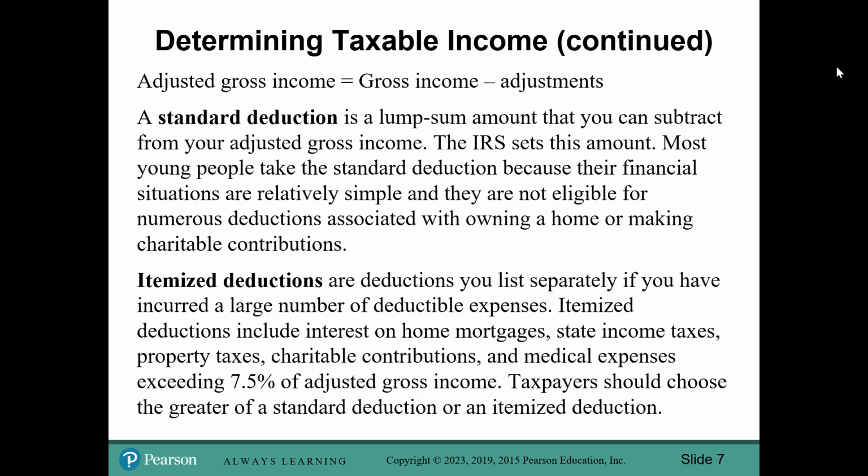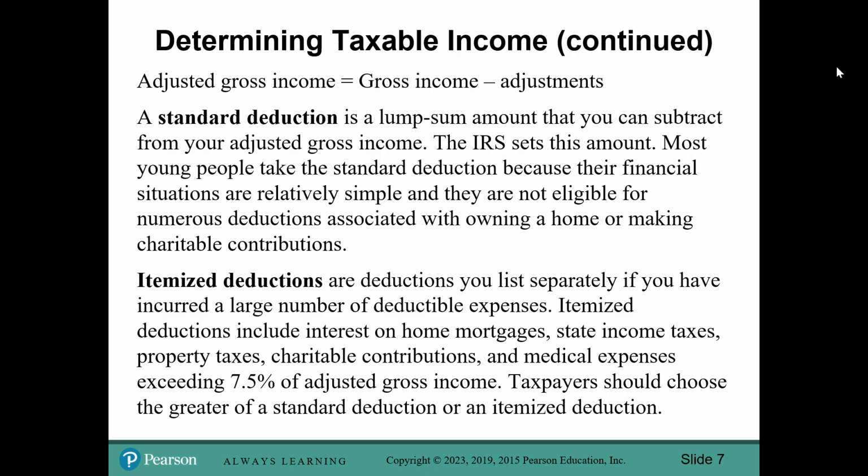Now, let's look at adjusted income. Adjusted gross income equals your gross income minus your adjustments. A standard deduction is a lump sum amount that you can subtract from your adjusted gross income. The IRS sets this amount. Most young people take the standard deduction because their financial situations are relatively simple and they are not eligible for numerous deductions associated with owning a home or making a charitable contribution.